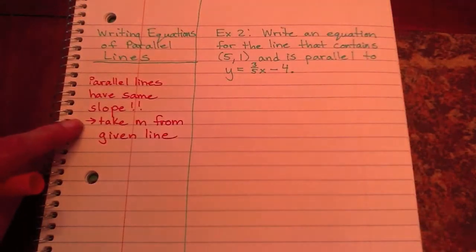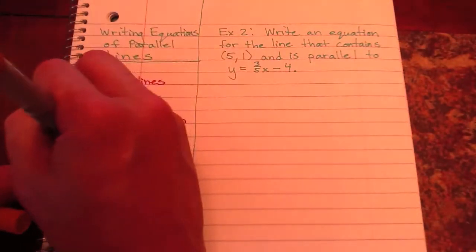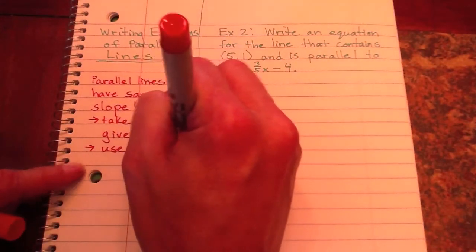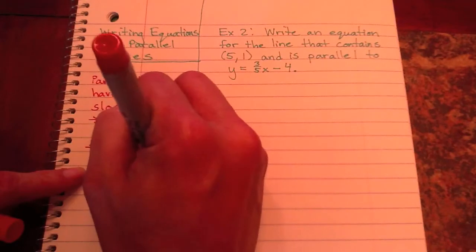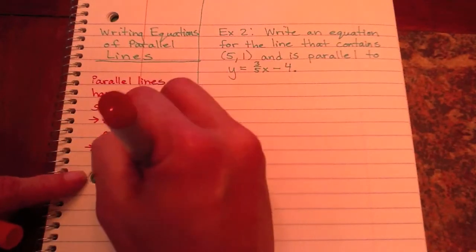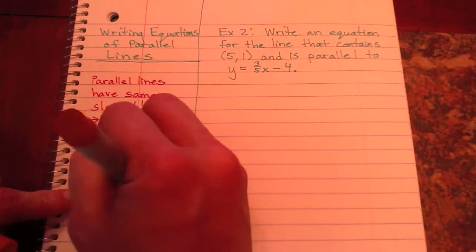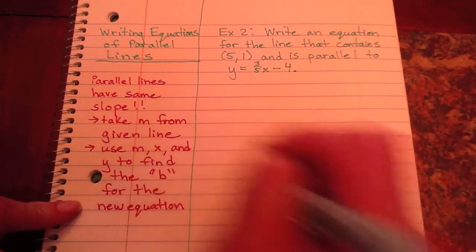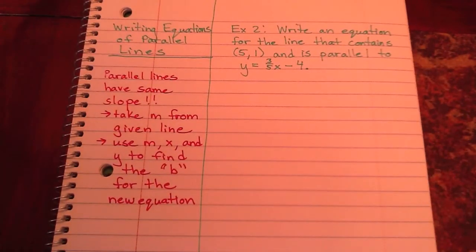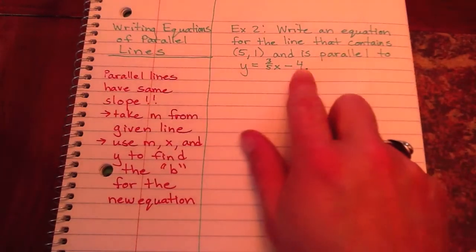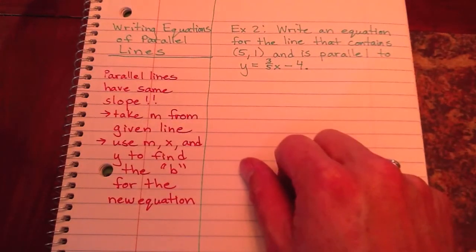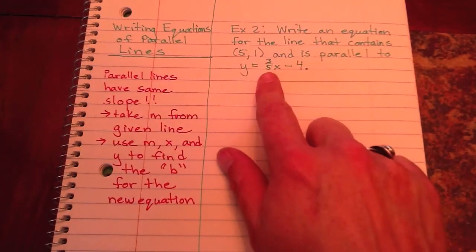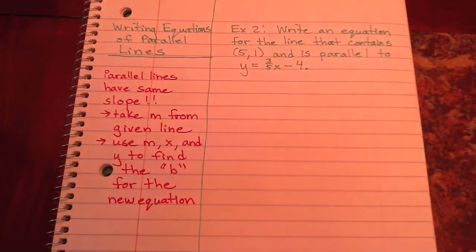Okay, you're going to take your slope from the given line, use m, x, and y to find the b for the new equation. It's lesson 5-4 exactly. The only difference is you have to go to a given equation to take the slope from it. Instead of them just saying write an equation with a slope of this and a point, you have to go get your slope, but you have a point.